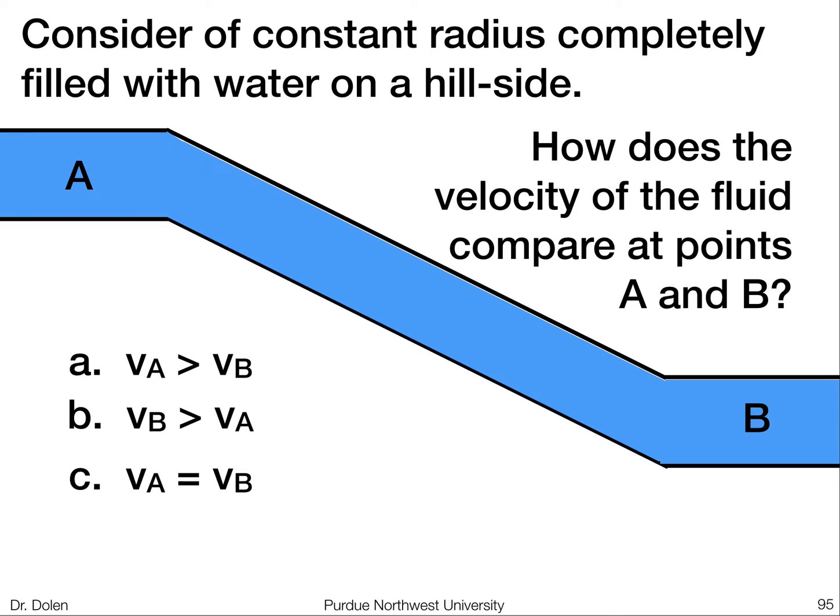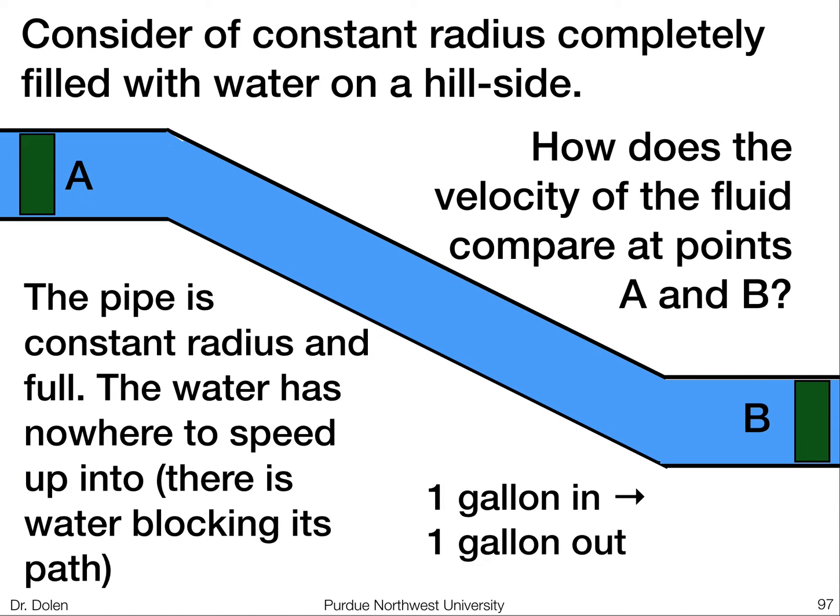Okay. And the answer here is C. So this may be a little bit surprising, that the fluid flowing down the hill is not speeding up. The fluid is moving the same speed at point A and at point B. It turns out the only thing that changes the fluid speed in a pipe is changing the area of the pipe. And let's think about this again from our continuity equation standpoint.